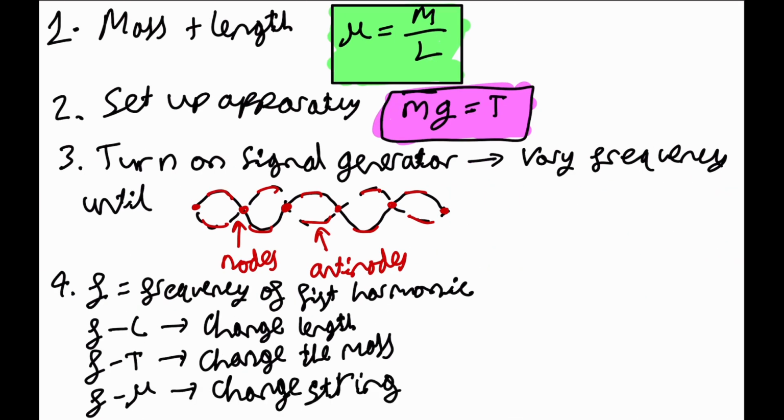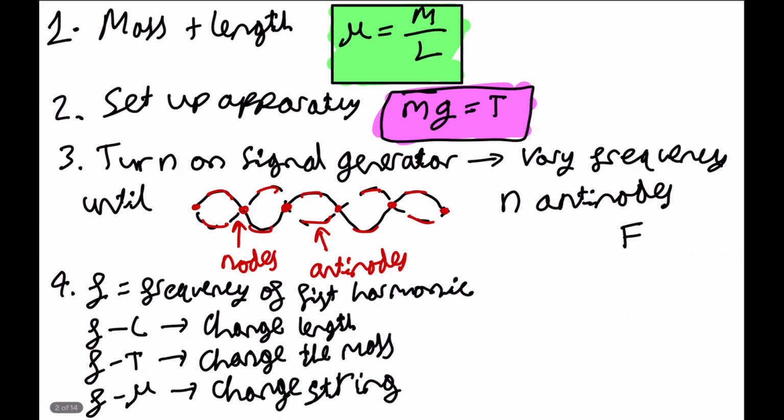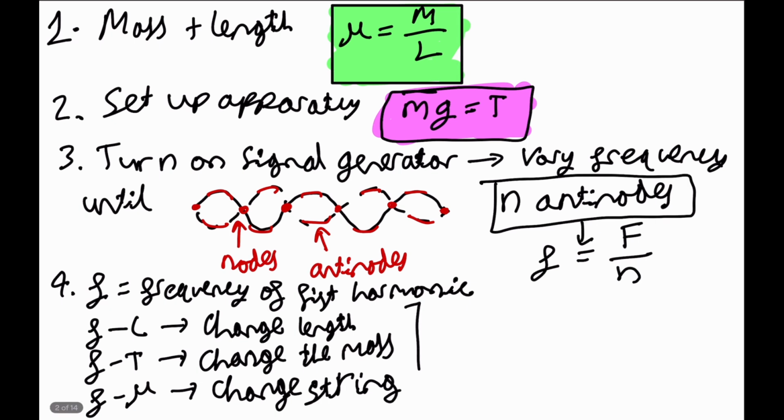And once you find the frequency at which you have a standing wave like this, to find the fundamental frequency, so the frequency of the first harmonic, you would have the number of antinodes, so you have n antinodes, and if you have the frequency that you set your signal generator as F, large F, to find the frequency of the first harmonic, you will do F over the number of antinodes. And remember, for each one of these, if you choose one of them, remember to keep the rest of the variables the same.